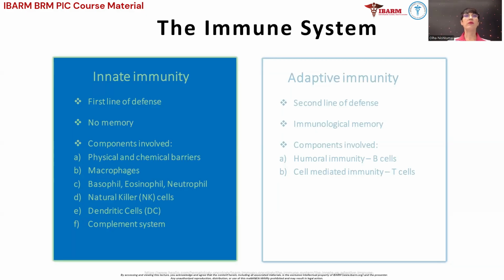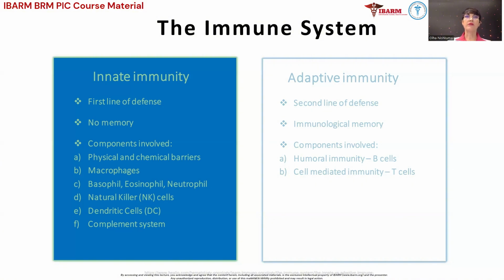The innate immune response is activated immediately, or within an hour of a pathogen appearing in the body. We also have the physical and chemical barriers like skin, mucous membranes, and secretions, for example saliva, tears, and stomach acid, which act as physical barriers to prevent pathogen entry.